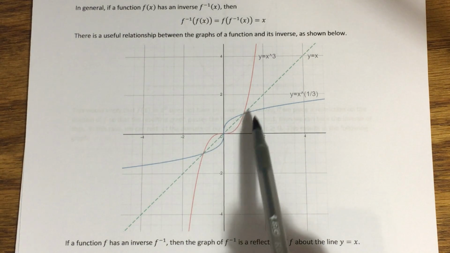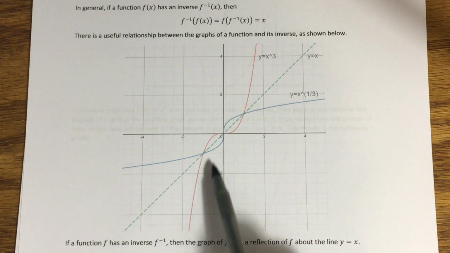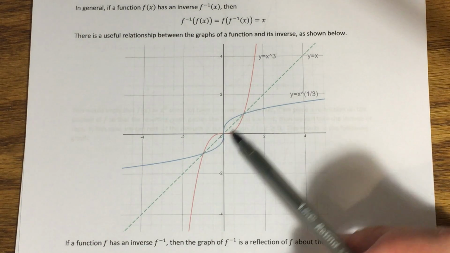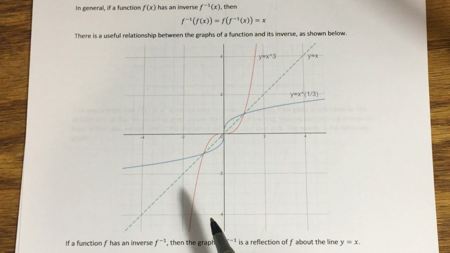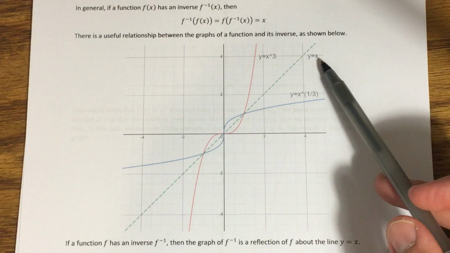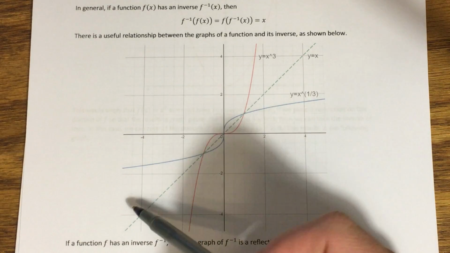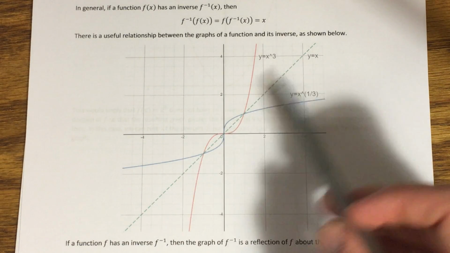Notice there's a symmetry about these two functions. In particular, they're reflections of each other across this green line, which is the line y equals x. And that's true of any inverse and the function that it's the inverse of. The graphs of those two functions will always be a reflection across the line y equals x. This is something you talk about in intermediate algebra, so we're not going to go into detail as to why that happens.